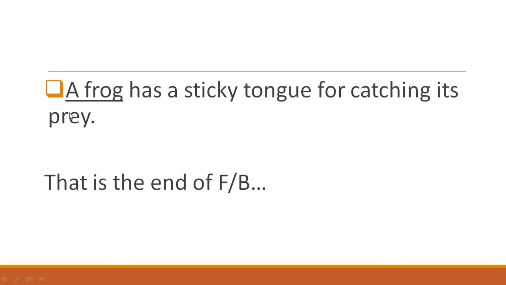The next blank is a dash. See here, A is underlined by mistake, so whether you want to consider it or not is your choice. A dash has a sticky tongue for catching its prey. Answer is frog. Correct?